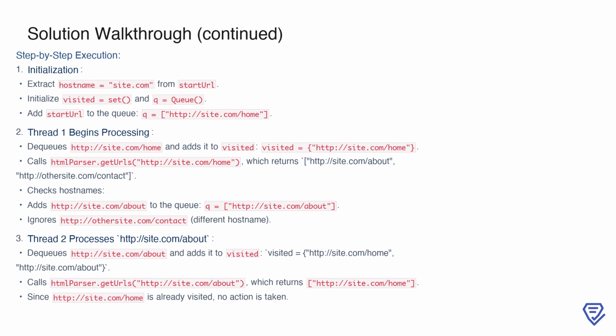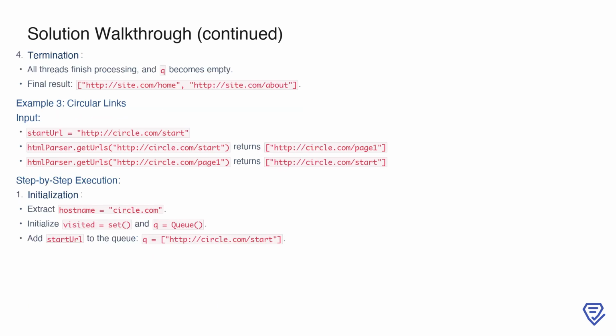http://site.com/about and http://othersite.com/contact. The link http://site.com/about shares the same domain as the starting URL and is added to the queue, but http://othersite.com/contact is ignored because it belongs to a different domain. In the next step, another thread picks up http://site.com/about from the queue, marks it as visited, and fetches its outgoing links.